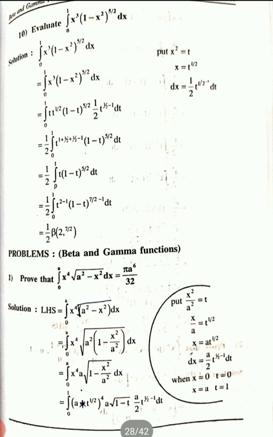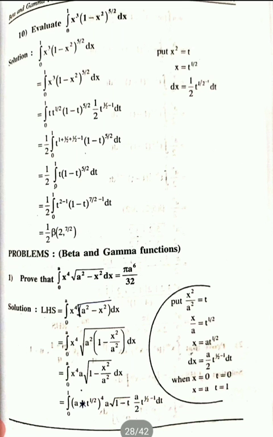Then differentiate to get dx. a is a constant, so it stays as it is. The derivative of t raised to 1 by 2 is 1 by 2 into t raised to 1 by 2 minus 1 into dt. As the variable changes, the limits also change. If you put x equal to 0, you get t equal to 0. If you put x equal to a, t equals 1. So the limits change from 0 to a, to 0 to 1.